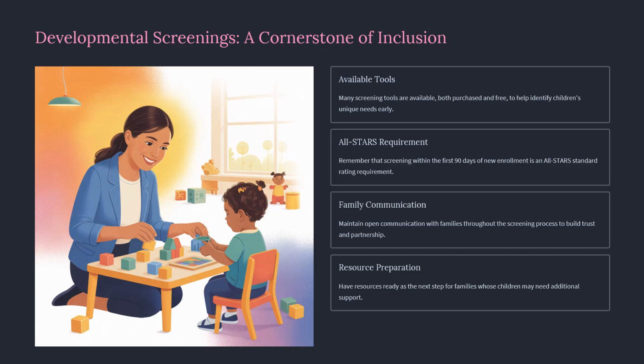Screening is also an important part of the Kentucky All Stars requirements. Programs must complete screenings within the first 90 days of a child's enrollment. It's a standard not only for quality ratings, but for building a solid foundation where every child gets what they need to thrive. Equally important is maintaining open communication with families throughout this process.